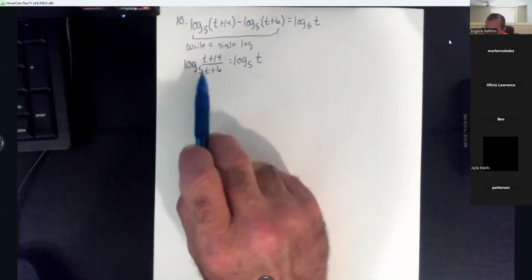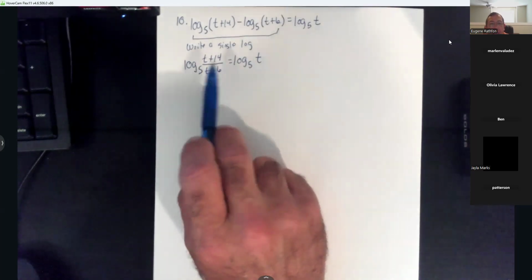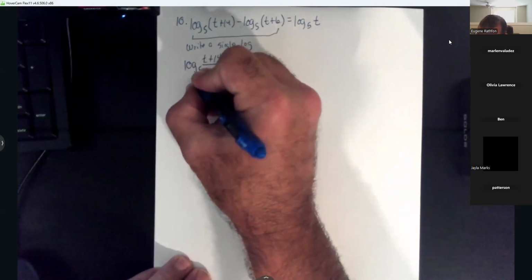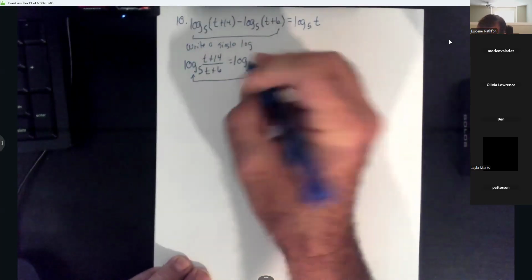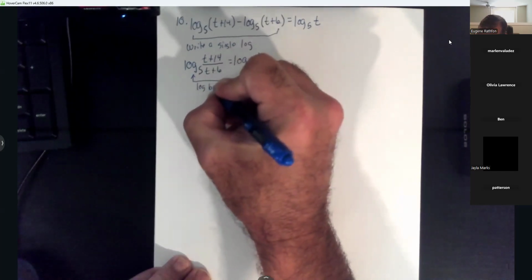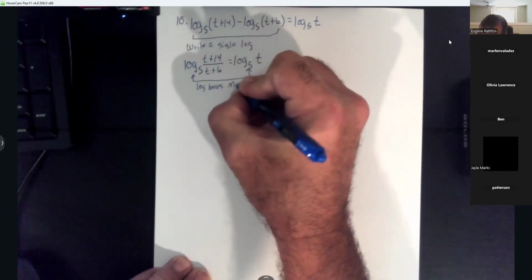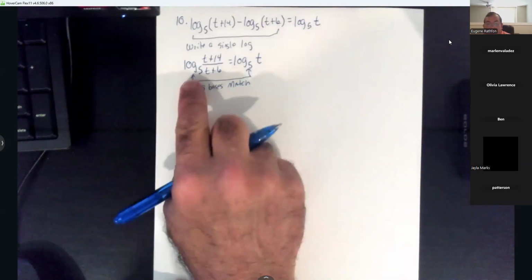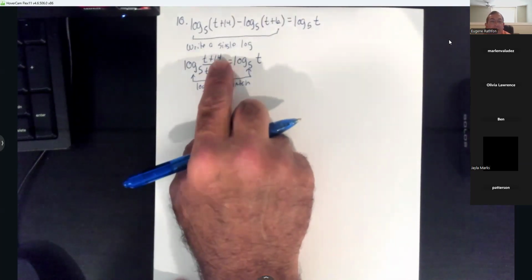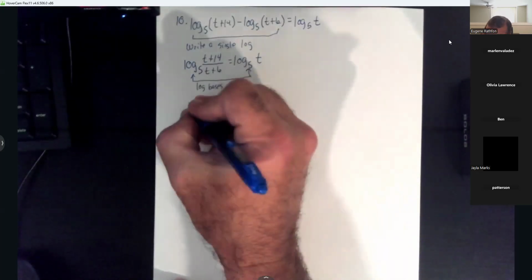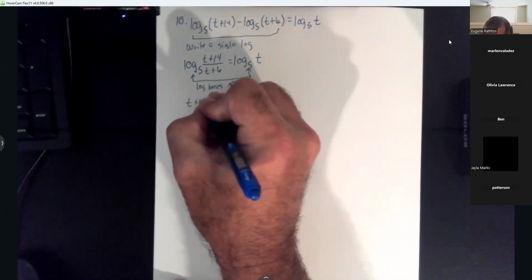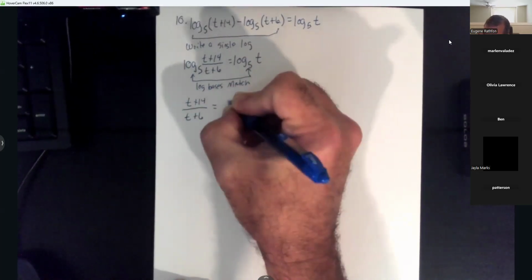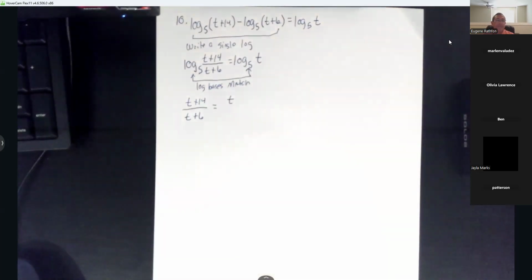But y'all, we're happy on this one. I got a log base equal a log base. So on this one, the log bases match on each side. So remember that logarithmic equality told me if the log bases match, then this equals this. t plus 14 over t plus 6 equals t.